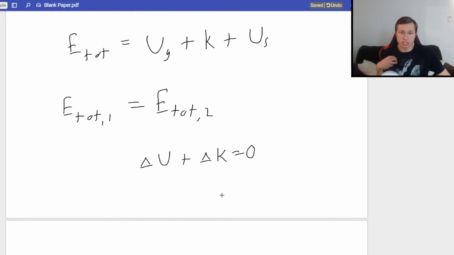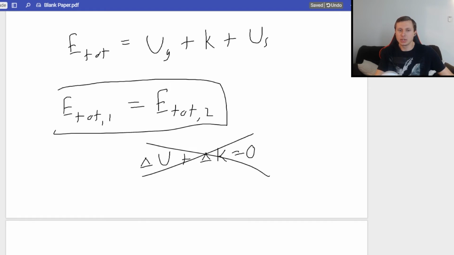Personally, I hate this equation for several reasons. Number 1, I always hate delta notation. Number 2, I think this is way easier to understand. We're saying that the total energy at point 1 is equal to the total energy at point 2. This is also known as conservation of energy.